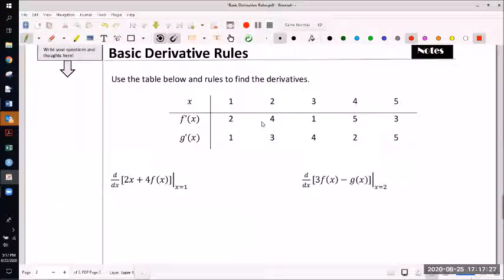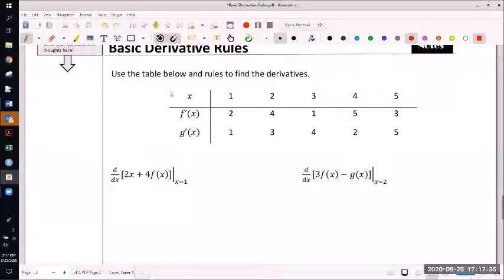We can also use tables to find derivatives. If we're not given the function explicitly, but we're given a table of values, we can evaluate these derivatives at these specific points. So we have this function here. We want to evaluate the derivative of this function at x equals 1.